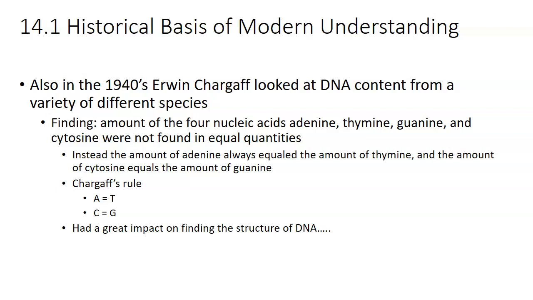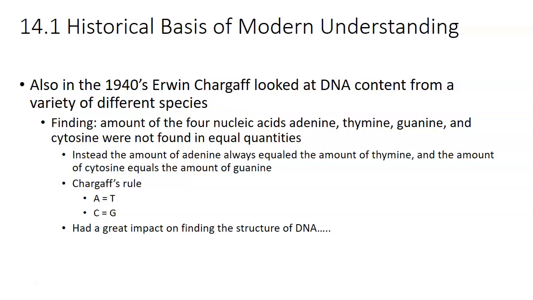And what Chargaff found when he did these studies is that there was always an equal amount of adenine and thymine. And then there was always an equal amount of cytosine and guanine. But the amount of A and C, or A and G, was not the same, as well as the amount of T and C, or T and G, were not the same. It was always A and T had about the same percentage, and C and G would have the same amount as well. So we call that Chargaff's rule.